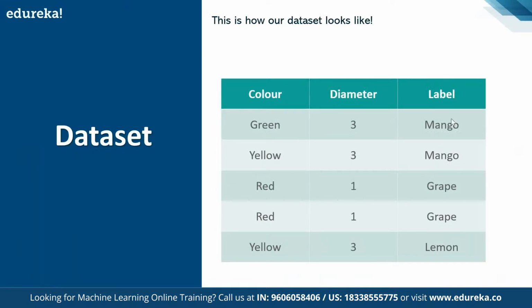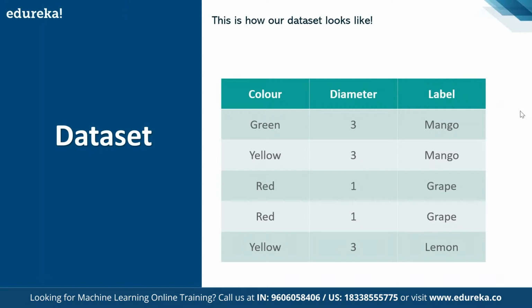So imagine that this is my data set. In my data set, you can see that I have various colors given to you: a green color, red color, and a yellow color. I am saying if there is a green color fruit with a diameter of 3, I can say it is a mango. Whereas if it is a yellow color and a diameter of 3, it will still be called a mango. If it is a red color with a diameter of 1, then it is a grape. It can be a red color with a diameter of 1, still a grape, but even a yellow with a diameter of 3 can be a lemon.